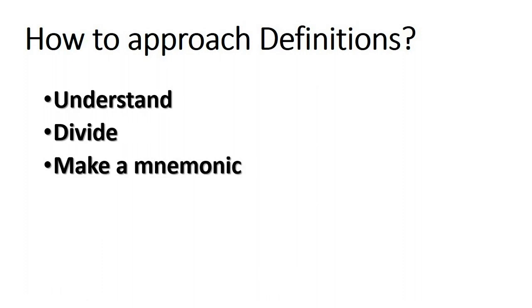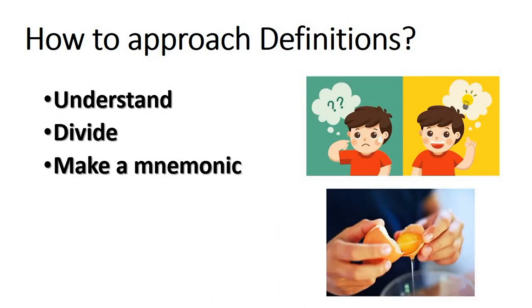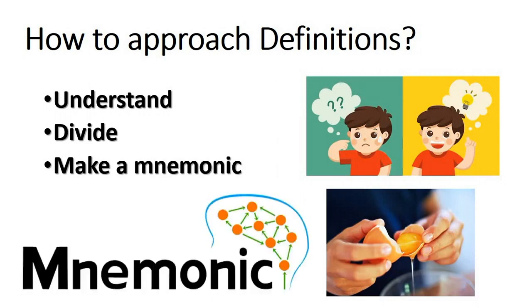Number 1 is to understand the definition. You have to understand the definition properly. As Einstein has said, when you understand things clearly, then you can explain them clearly. Number 2 is to divide the topics into parts and try to remember them in sequence. Number 3 is to make a mnemonic for the definition. Wherever standard mnemonics do not exist, you can make a mnemonic of your own and try to remember these definitions.